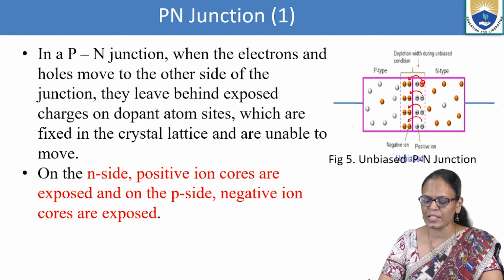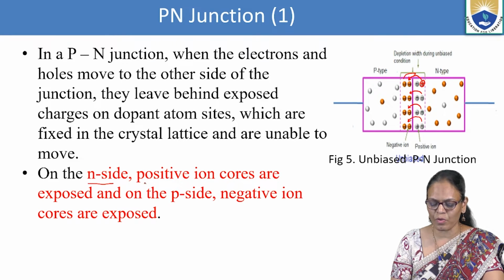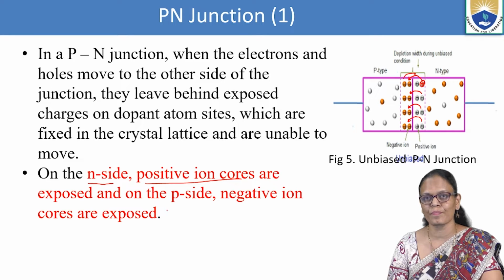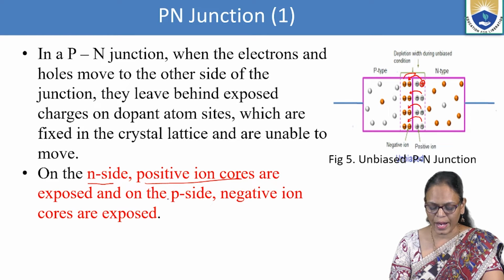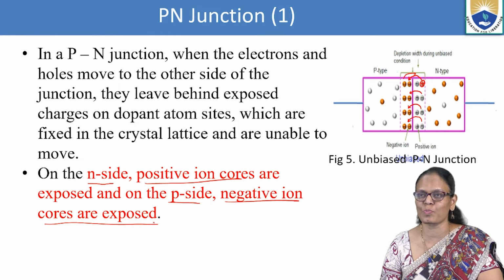So what happens here is, on the N side, we have the positive ion sites, and on the P side, because the holes have moved on to this side, we have negative ion sites here. So on the N side, we have positive ion cores that are exposed, and on the P side, we have the negative ion cores that are exposed.